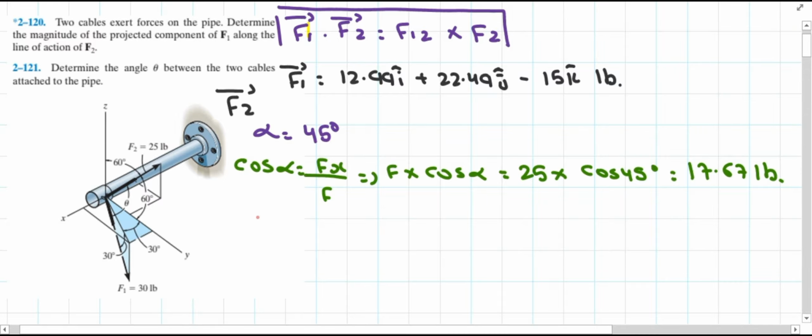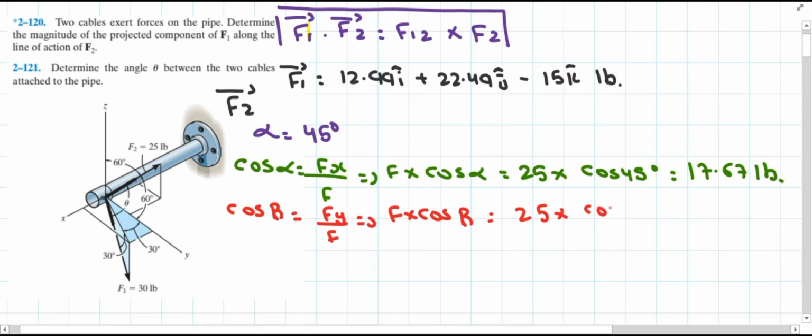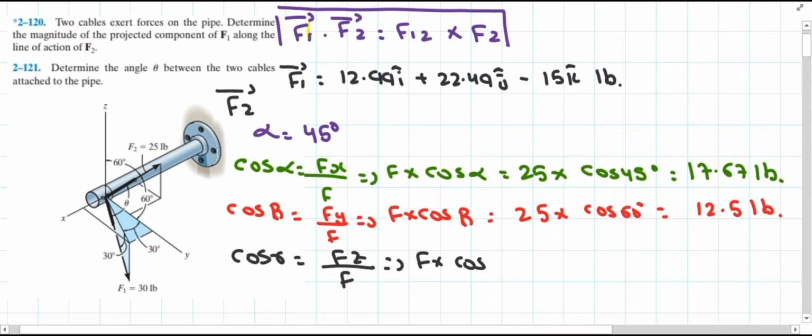Now again, apply the cos beta formula here. Cos beta is equal to Fy upon F. So Fy is equal to F into cos beta. The value of F is 25, and the value of beta is 60 degrees. So 25 into cos 60 degrees is equal to 12.5 pounds. Again, apply the cos gamma formula here. Cos gamma is equal to Fz upon F. So Fz is equal to F into cos gamma. The value of F is 25, and the value of gamma is again 60 degrees. So it gives us a result of again 12.5 pounds.